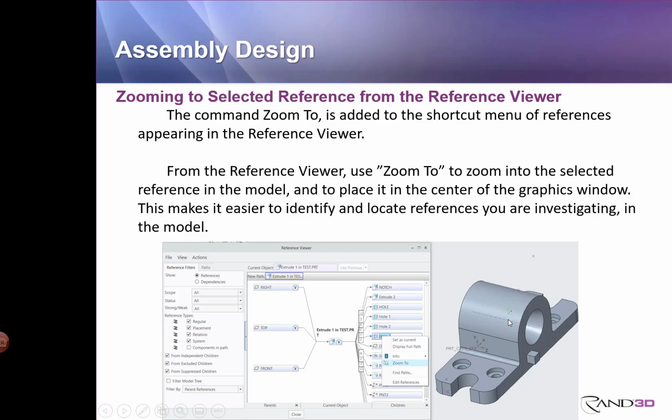So if you've got a large assembly with lots of components, and you've got a small part that you know is constrained to some other bracket or feature, we can see that part, right click on it, say zoom to, and it will zoom in exactly where it is on the assembly as well.